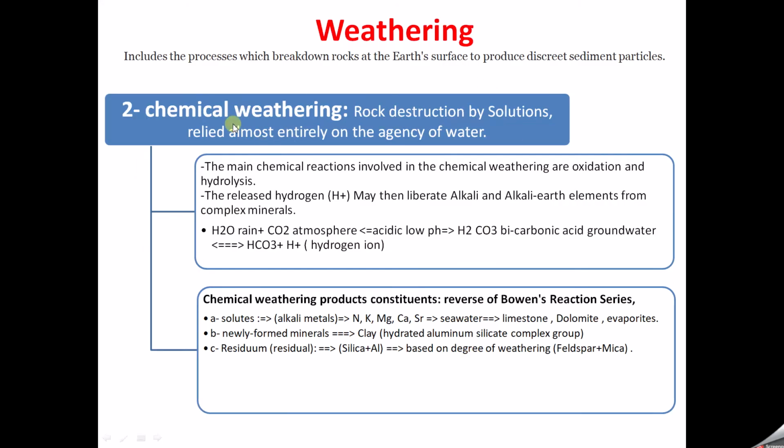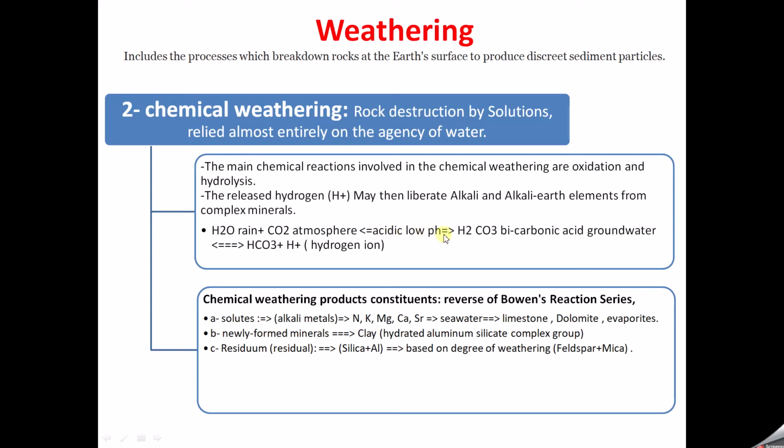Now the second type of weathering, chemical weathering. Rock destruction by solution. The main agent is water. The main chemical reactions involved in chemical weathering are oxidation and hydrolysis. So let's look at the chemical reaction. Here we have H2O, water, rainwater, that will react with the CO2 from the atmosphere. That will produce carbonic acid.